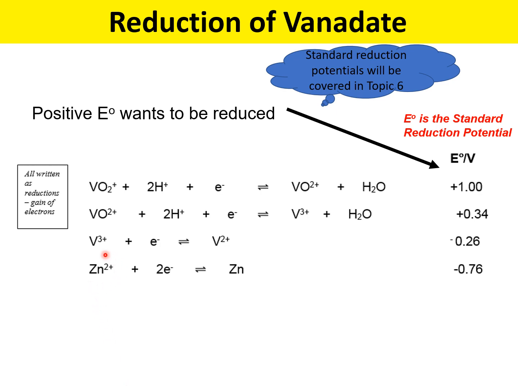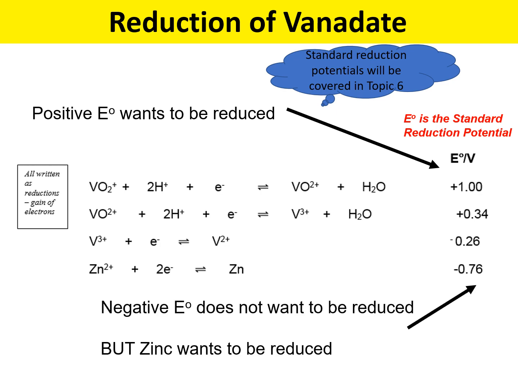If we look at zinc ions, we can see that there is a negative standard reduction potential, which means that zinc will lose electrons rather than the zinc ion gaining electrons. So if we look at these equations, if we add the standard reduction potentials together, we can see that zinc will reduce vanadium from the +5 oxidation state here all the way down to the +2 oxidation state.